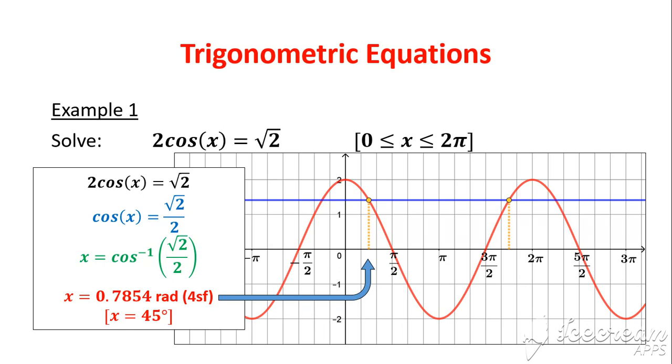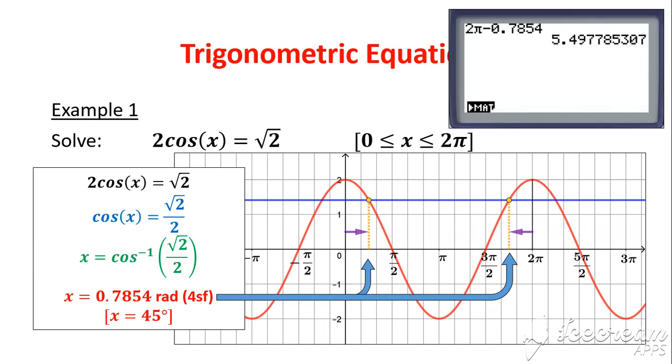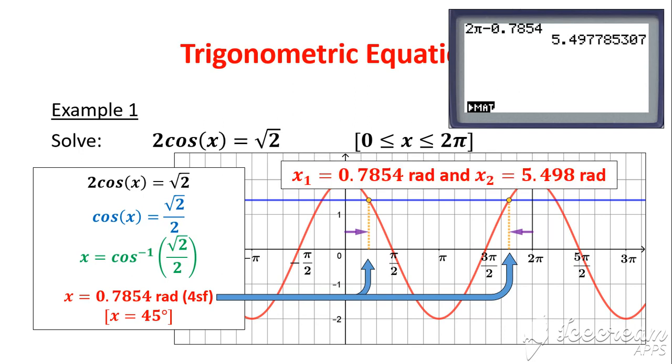Right, well this is this solution here. We need to find the second solution as well. And we're going to use symmetry properties once again to find our second solution. The distance between 0 and our first solution is the same as the distance between 2 pi back to our second solution. So we need to go 2 pi minus 0.7854 and get our second solution, which is 5.498 radians. So our first solution, 0.7854 radians, our second solution, 5.498 radians.